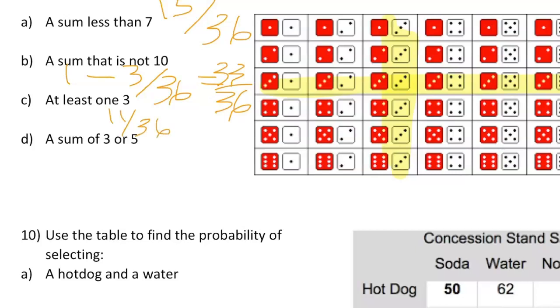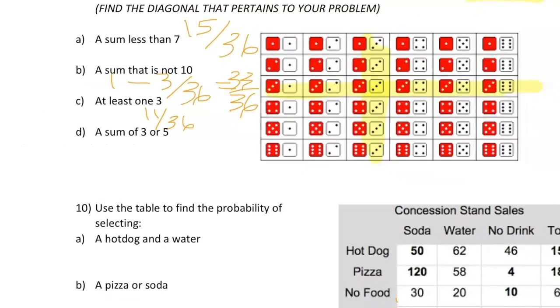Okay, how about a sum of 3 or 5? That is your tip-off that it is going to be a situation where you're going to add and then subtract the intersection, but there is no intersection. So a sum of 3. How many ways can you get a sum of 3?